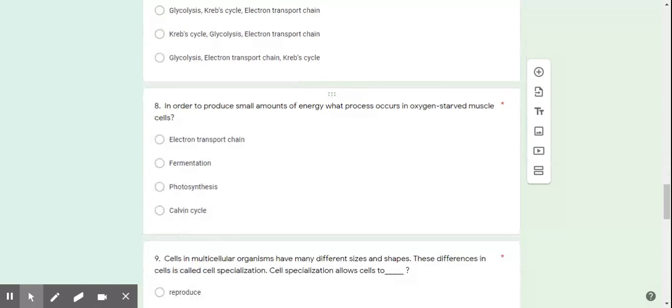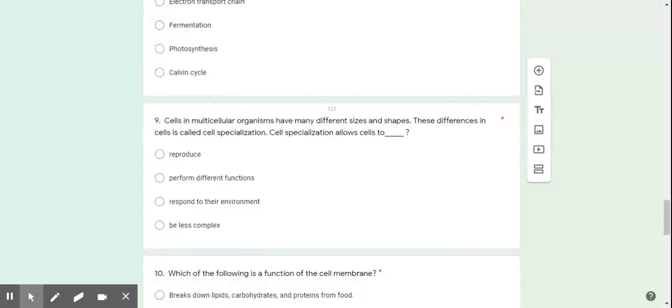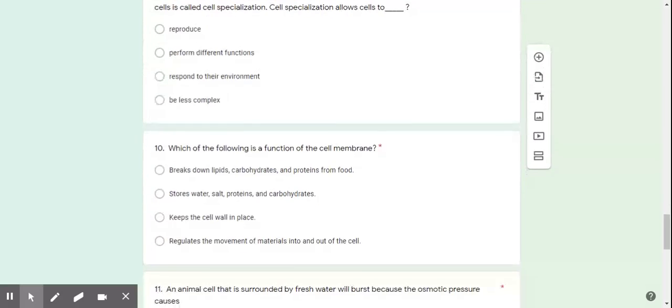Number 8, in order to produce small amounts of energy, what process occurs in oxygen-starved muscle cells? Electron transport chain, fermentation, photosynthesis, or the Calvin cycle? Number 9, cells in multicellular organisms have many different sizes and shapes. These differences in cells is called cell specialization. Cell specialization allows cells to reproduce, perform different functions, respond to their environment, or be less complex.